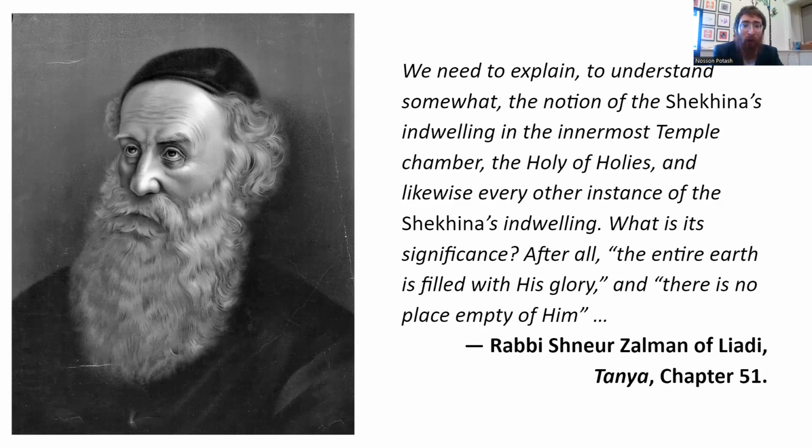we need to explain, to understand somewhat, the notion of the Shekhinah's indwelling in the innermost temple chamber, the Holy of Holies, and likewise every other instance of the Shekhinah's indwelling. What is its significance? After all, the entire earth is filled with his glory, and there is no place empty of him. So this is a question that the Alter Rebbe asks in the beginning of the conclusion of the Tanya. Right? So the first part of Tanya has 53 chapters, and the last three chapters begin with this question, and the last three chapters are dedicated to answering this question.